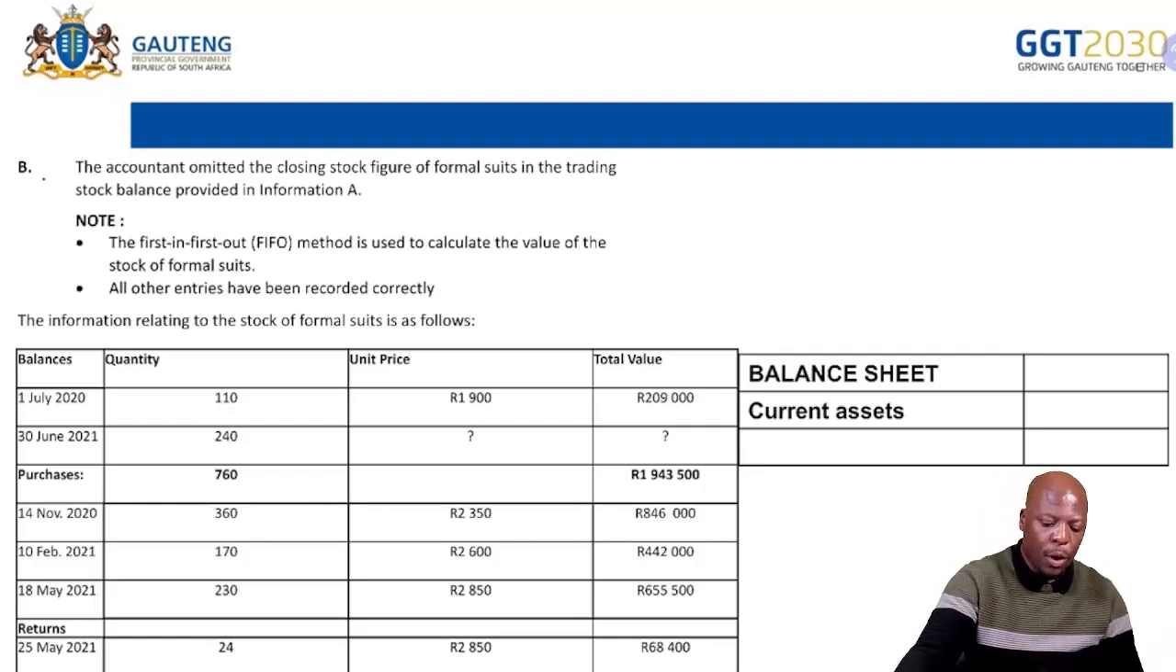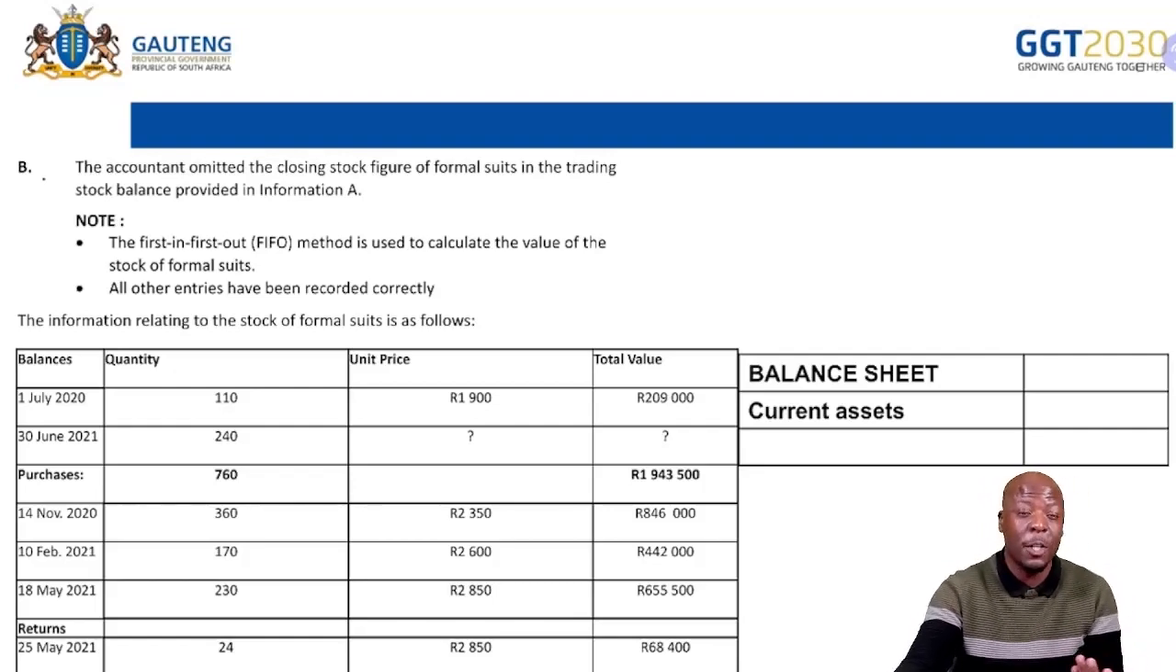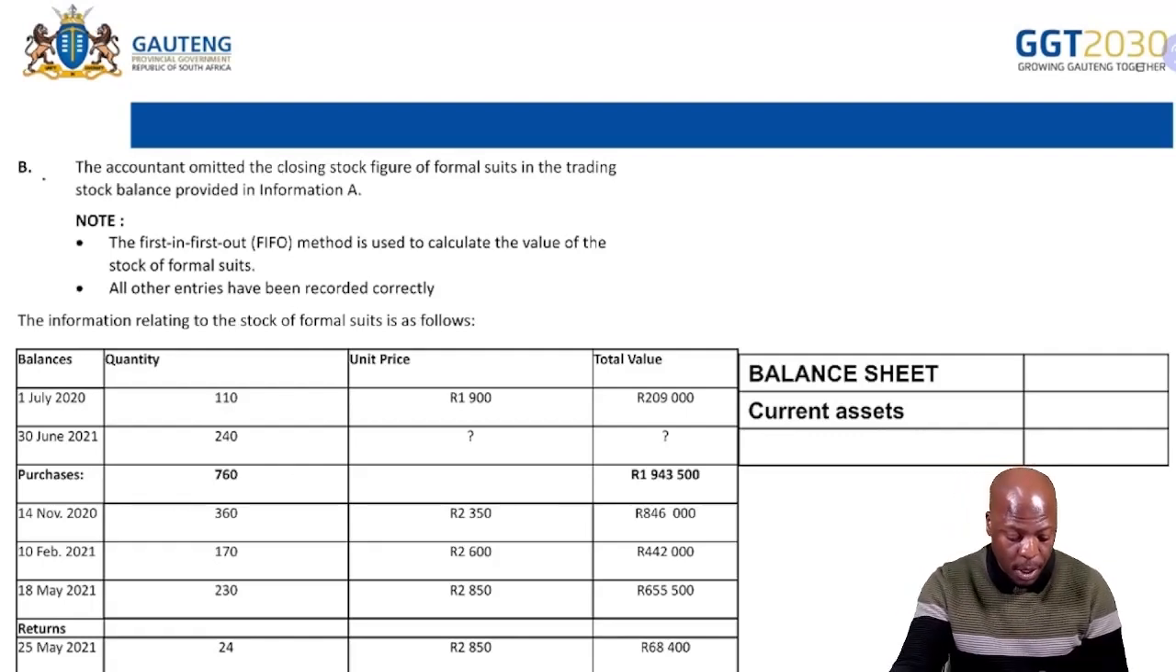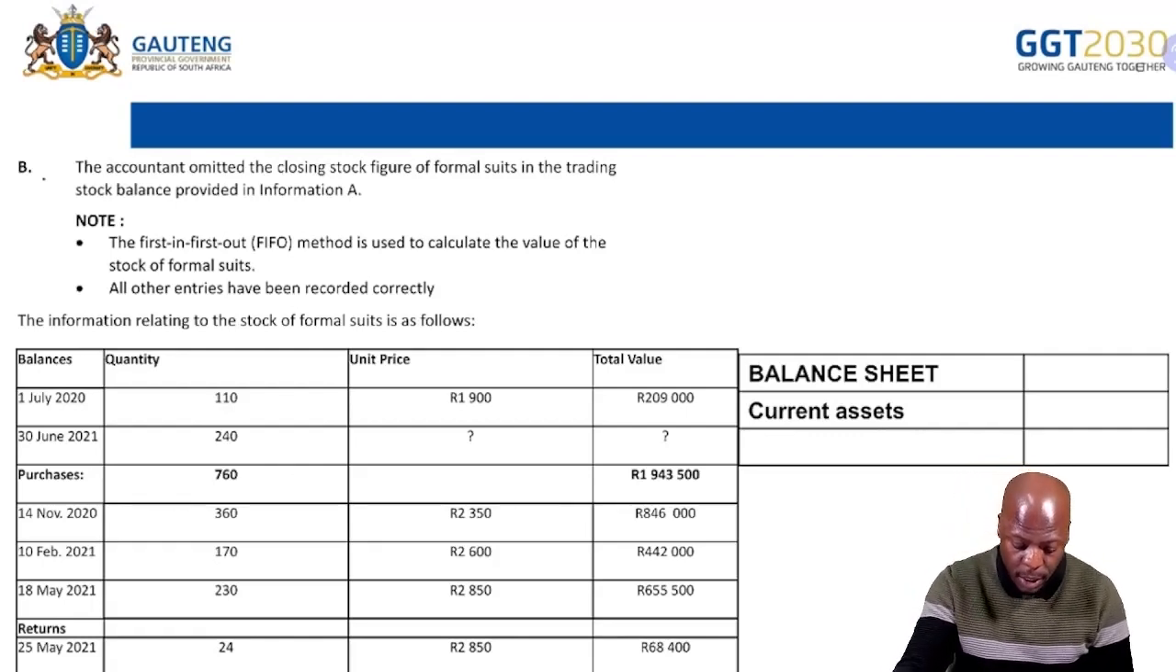Okay, so on information B, it says the accountant omitted the closing stock figure of formal suits in the trading stock balance provided in information A. Okay, and then it says, note, the first in, first out method is used to calculate the value of the stock of formal suits. All other entries have been recorded correctly.